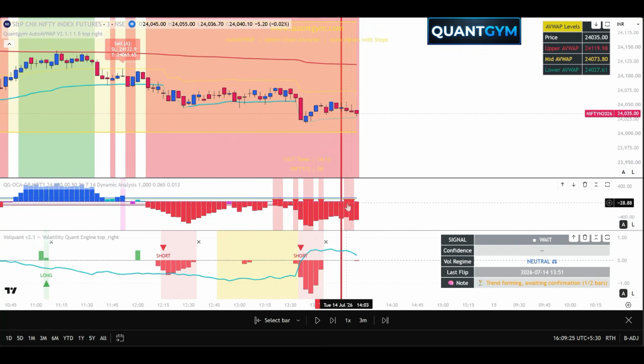Here what happens is, this is giving you a gamma squeeze signal. OCA is also bearish, but we do not have a wall point signal, or we are not below the lower AVWAP. So we wait.